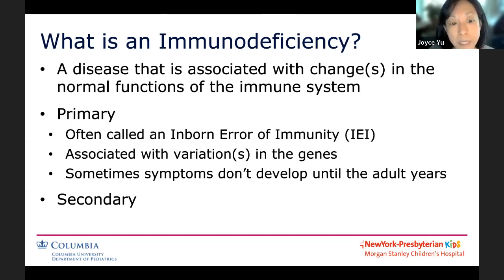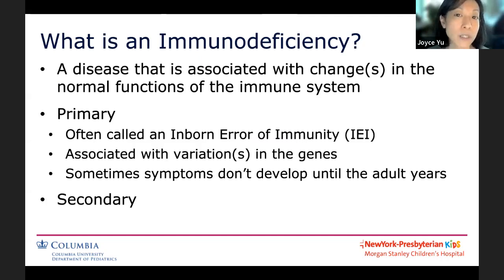But be careful, because sometimes symptoms don't develop until the adult years. We may hear of inborn errors of immunity, which you would think are inborn, implying that you can see this in young children, but sometimes these may present in older adults. Some may appear to be otherwise healthy, and it isn't evident that they have this error of immunity until they're older.